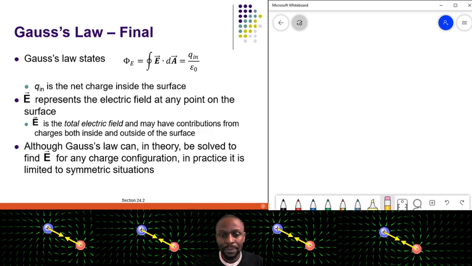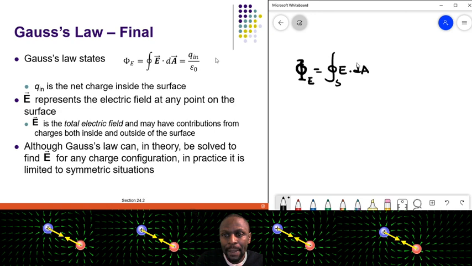For an example, the flux is just given by this equation. The flux of E is equal to the integral over a closed surface of E dot dA. But because of the dot product of two vectors, the maximum flux will only be when the angle between E and dA is equal to zero. Therefore, I can write this equation in terms of just E integral dA, now the integral without vector signs, of course.